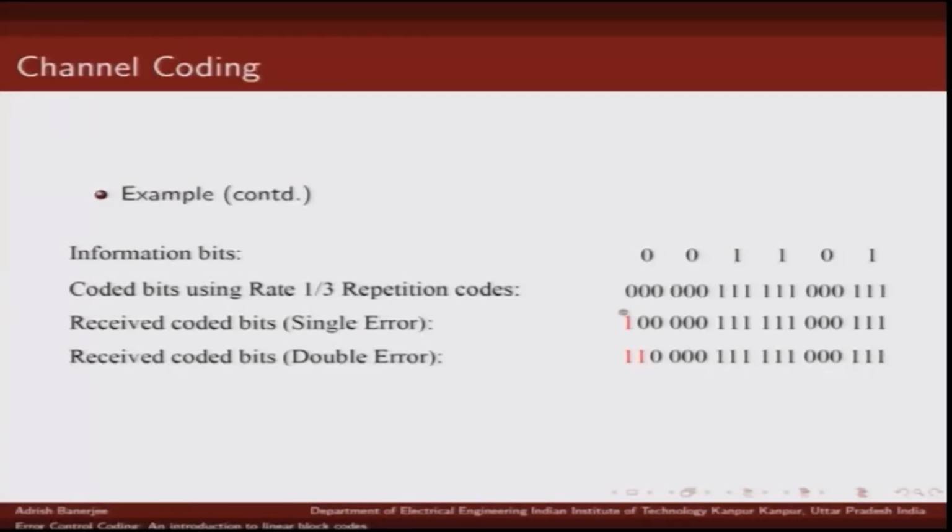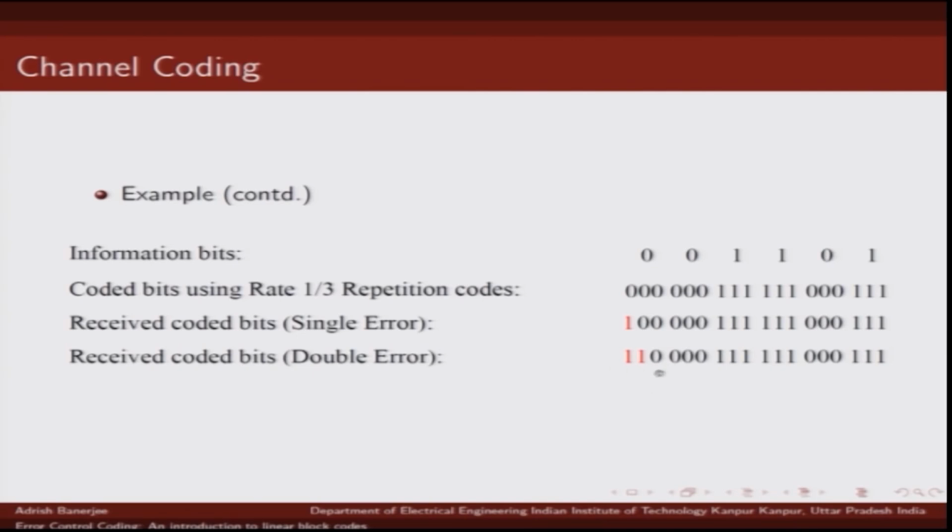flipped. It is more likely that a 0 got flipped to 1 rather than 2 ones getting flipped to 0. So, it is more likely that this bit got flipped from 0 to 1 instead of these 2 bits getting flipped from 1 to 0. So, using majority logic, since the majority of the bits are 0, we will decode this as 0. So, we can see that this rate 1/3 repetition code can correct a single error. This was not possible for the rate 1/2 repetition code. Now, can it correct double errors?